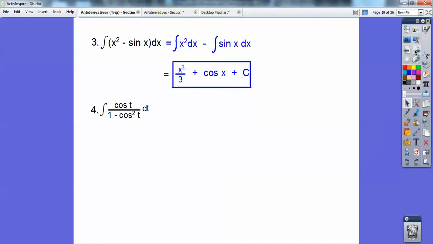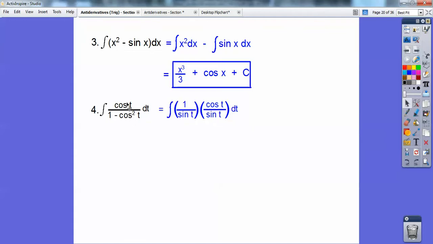Okay, this one right here, you guys, the integral of cosine over 1 minus cosine squared. Okay, this is an identity right here. 1 minus cosine squared is sine squared, so I'm going to make it, whoops, I should have put that there. Darn it, I didn't put that in there. This is sine squared right here. Okay, hopefully you can see that. I skipped that step right there.